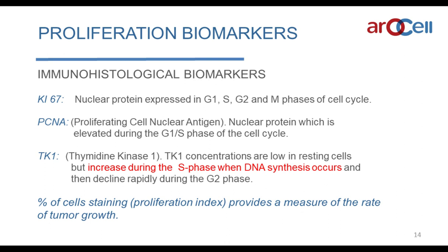So going on to talk a bit more about proliferation biomarkers. Most of them at the moment are immunohistological biomarkers. The gold standard is Ki-67, a protein expressed in cells during the growth cycle. PCNA, which I'm not going to talk about, and then TK1 or thymidine kinase 1, which I'm going to talk about mostly for the rest of this presentation. Thymidine kinase 1 is a key enzyme in DNA production, and it increases during the S phase when DNA synthesis occurs. So the percentage of cell staining is the proliferation index, and it provides a measure of the rate of tumor growth.